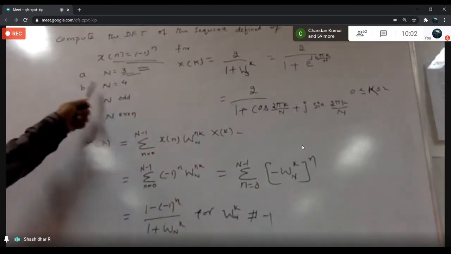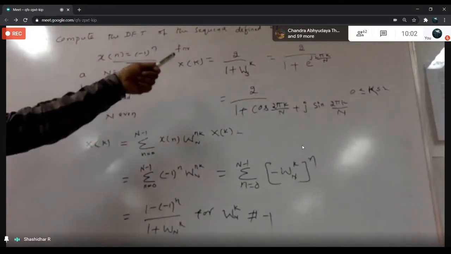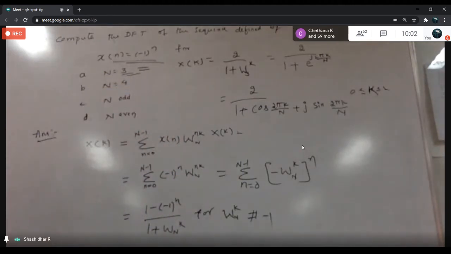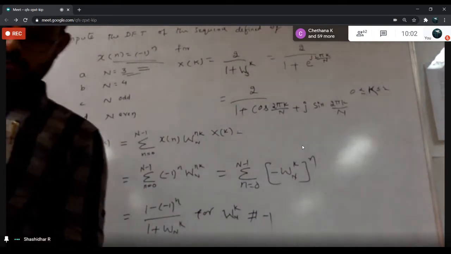So next you can follow the same procedure. The n is equal to 4, and n is odd and even.